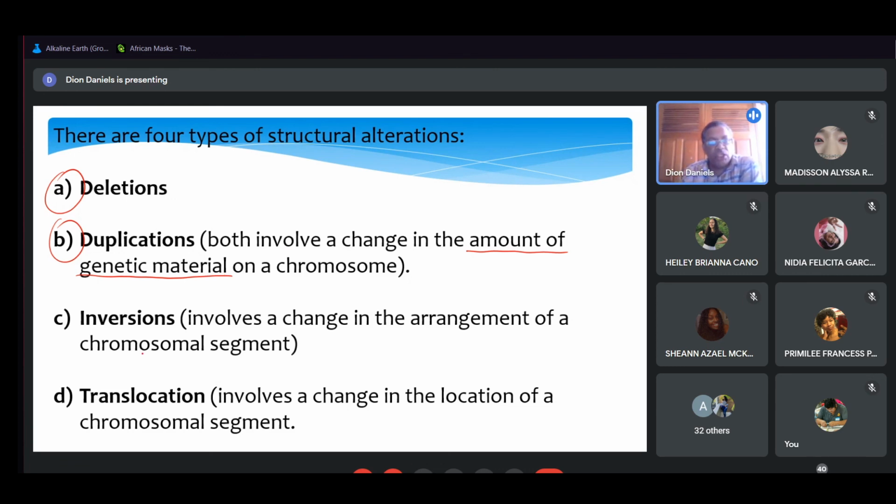Translocation involves a change in the location of a chromosome segment. So you can have a piece of chromosome that breaks off from one chromosome and reattaches itself to a different chromosome. That is translocation. Okay?